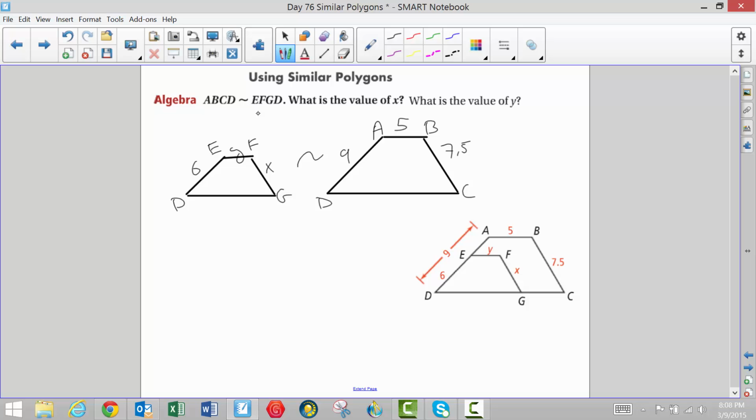So step 2, I have to know that the ratios are all the same. Well, I already know they're the same because I tell you that they are similar. So DE gets compared to DA, EF, and AB, FG, BC, and I have GD, CD. So all these ratios are going to be equal. Why? Because I already tell you that the two polygons are similar.